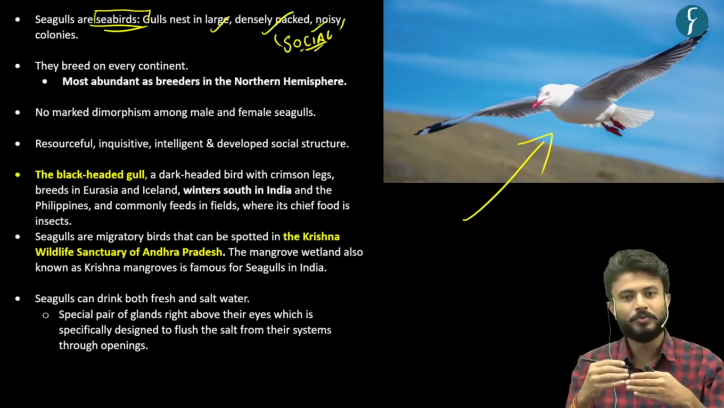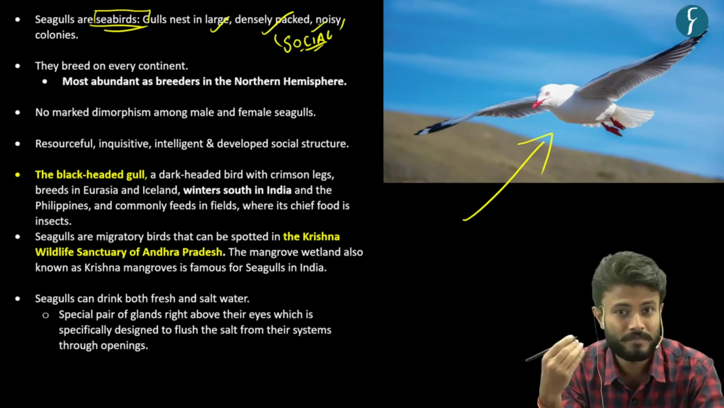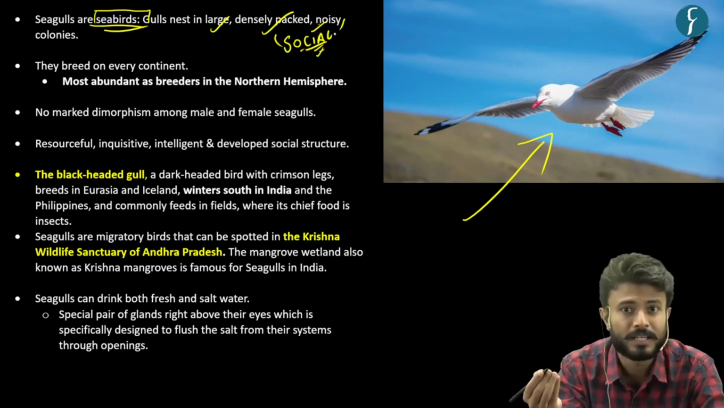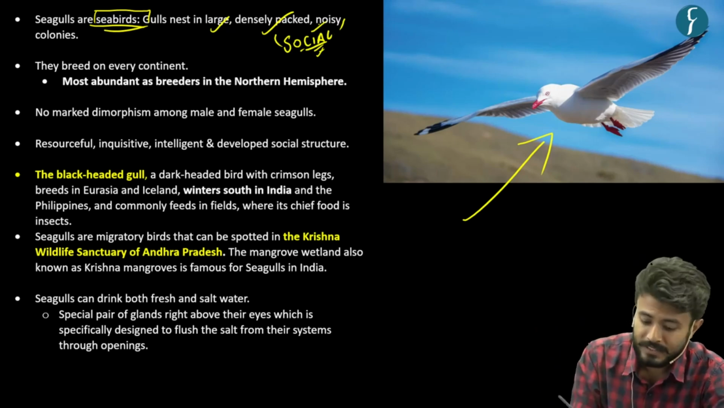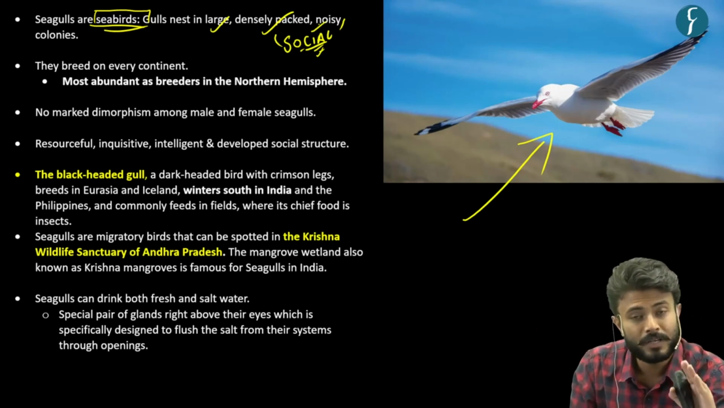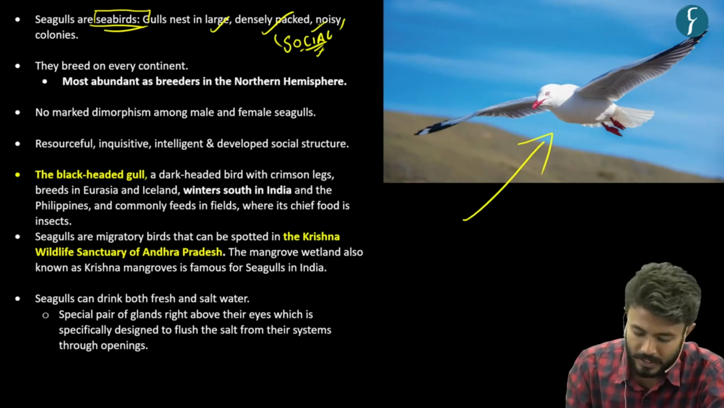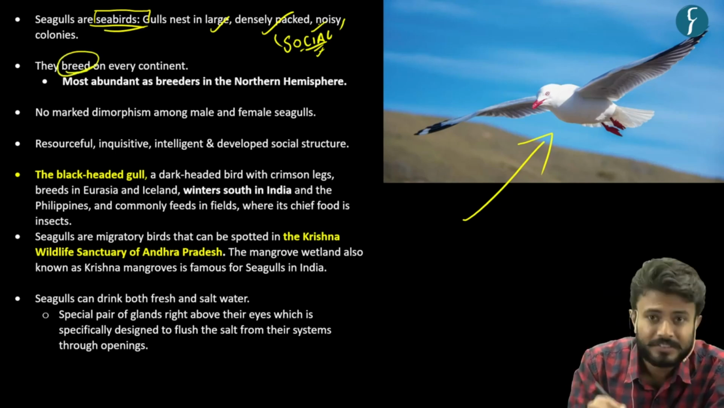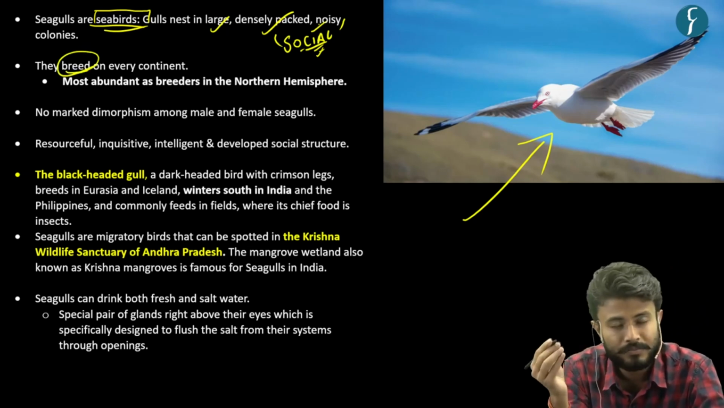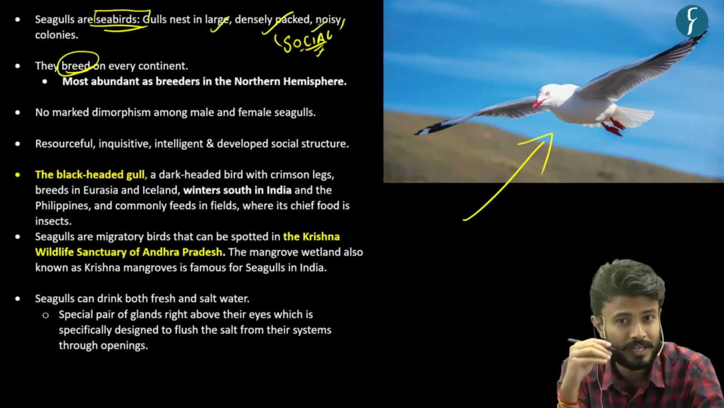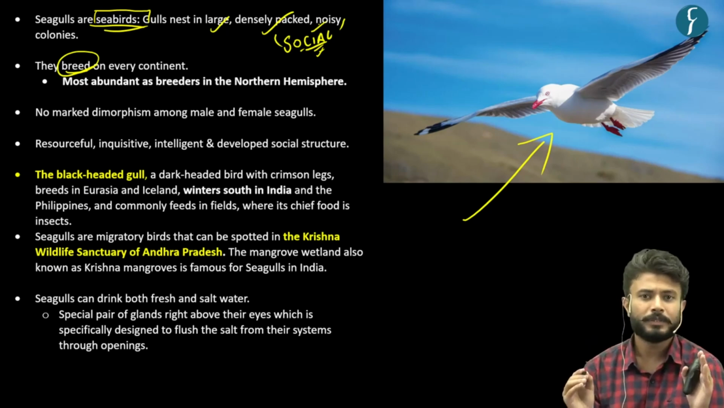So the humans who love to interact, who love the assembly of people, who have many friends, they are generally social in nature. And this is true for birds as well, right? And that is why these seagulls have a well developed social status. We will come to this point also, right? As far as their breeding is concerned, they breed on every continent, from the Arctic Sea to Antarctica, Africa, Asia.